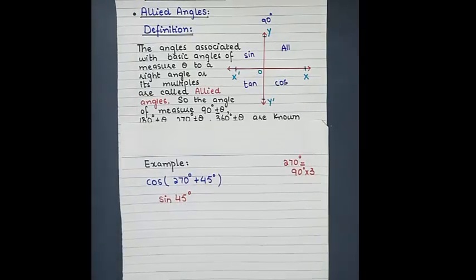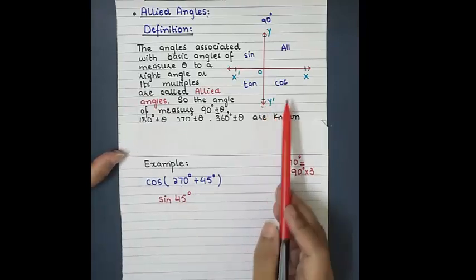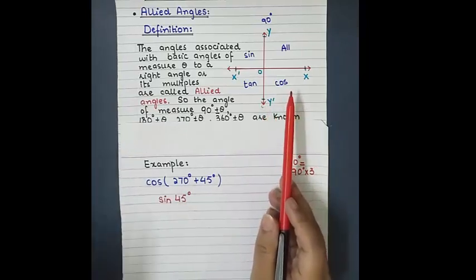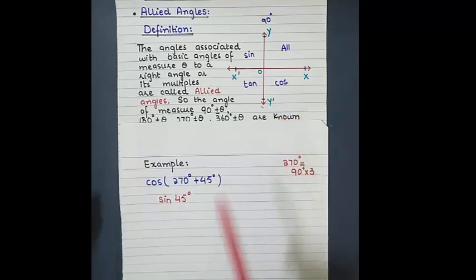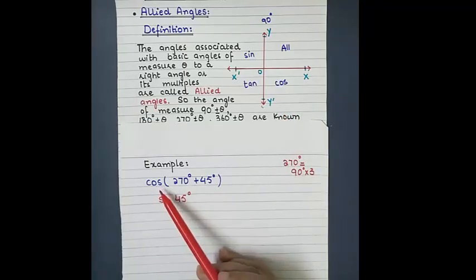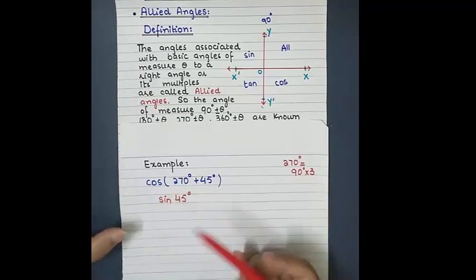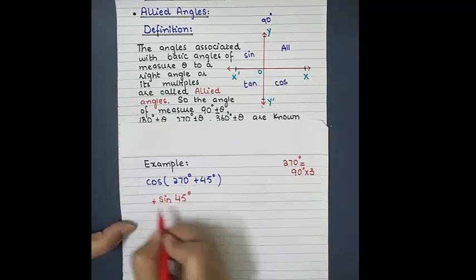So it means rule number 2 is not applicable here. And rule number 3, the sign of trigonometric ratio. This is 270 plus 45. It means now we are in the fourth quadrant. In the fourth quadrant, the value of cos and its co-ratios are positive. So it will be a positive sign.